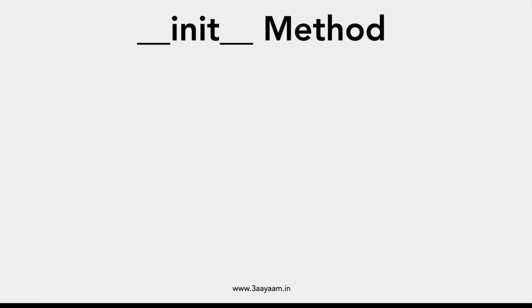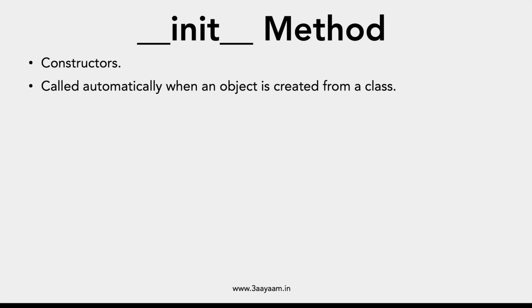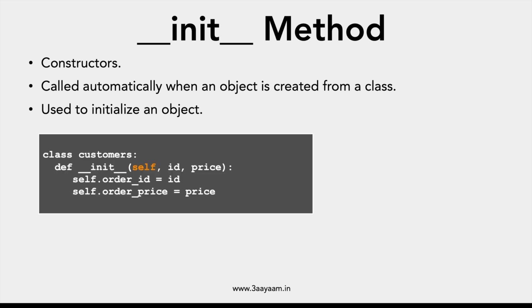A few slides back I talked about this init method, or init function. So what is it used for? This is a built-in function, and if we use it, it would work as a constructor. So what is a constructor? It is called automatically when an object is created from a class, and as it is called automatically, we can use it to initialize an object with certain values.